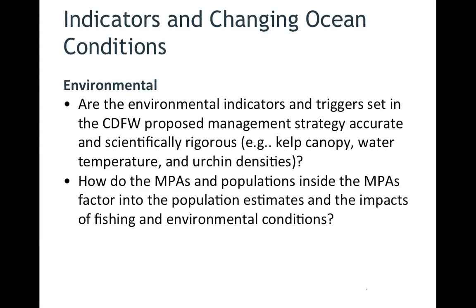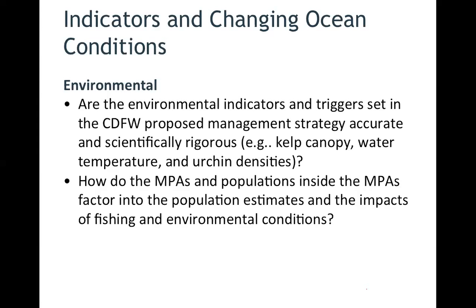I just have one, I think it's a scientific question about the environmental indicators: kelp canopy, water temperature, and urchin densities. There are specific numbers associated with each one of those things. I think the kelp canopy is 30% of 2008, water temperature is 15 degrees Celsius, urchin densities are 5 per square meter. How scientifically verifiable are those specific numbers as indicators? And why wouldn't you have a range?